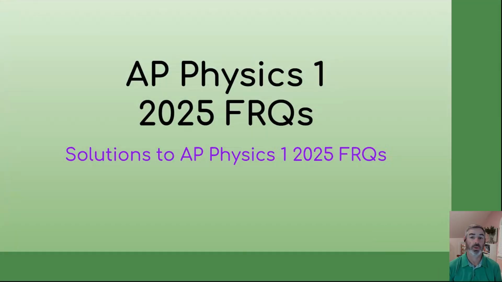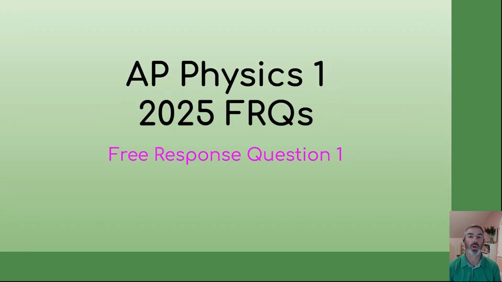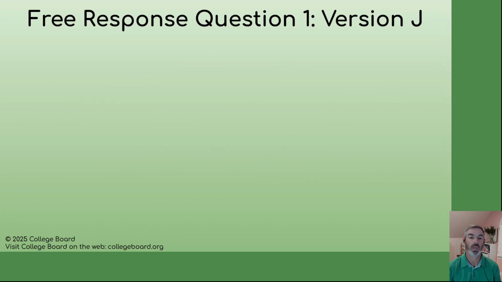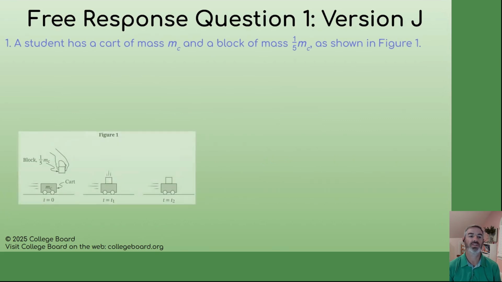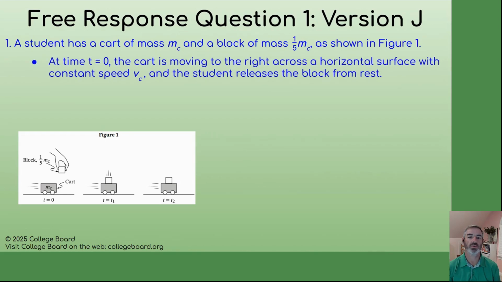So in this series of videos, we're going to talk about the AP Physics 1 2025 FRQs. These are the solutions, and we're going to look at free response question 1. This is version J. The question states that a student has a cart of mass MC, and a block has 1/5 of that mass as shown in the figure. And at time t equals 1, the cart is moving to the right on a horizontal surface with a constant speed of vC, and the student releases the block from rest.